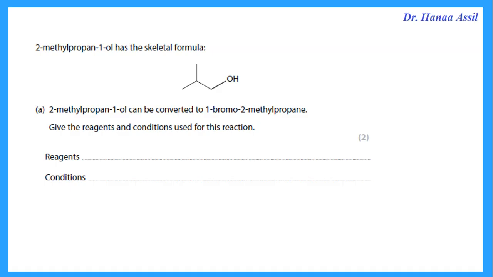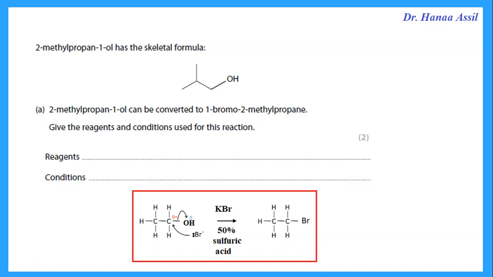2-methylpropane-1-ol has this skeletal formula. 2-methylpropane-1-ol can be converted to 1-bromo-2-methylpropane. So I can replace the OH with a Br. We said which reagents and conditions are needed to replace an OH with a Br. Remember we said KBr, 50% sulfuric acid, heat under reflux. That would change the alcohol to a bromoalkane.